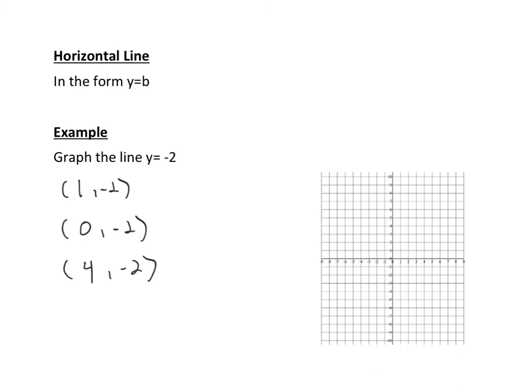So let's plot those points and see what happens. x equals 1, y is negative 2. x equals 0, y is negative 2. x equals 4, y is negative 2. If you connect those dots, you get a line through negative 2 for y.